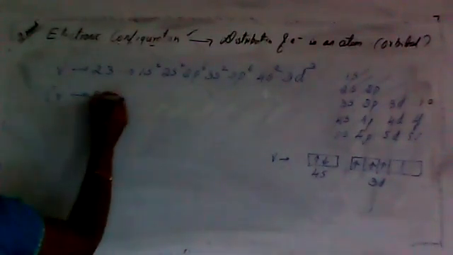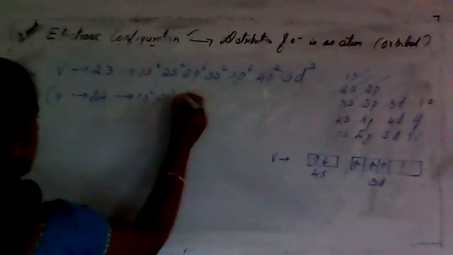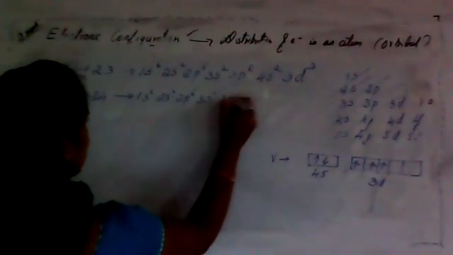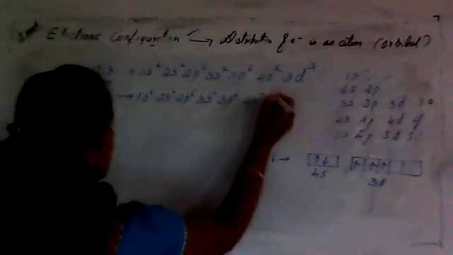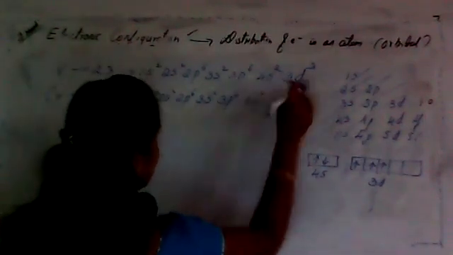Clear? Now write the electronic configuration for chromium with atomic number 24. 1s2, 2s2, 2p6, 3s2, 3p6, 4s2. Yeah, there is one transition, isn't it? If we write it commonly, it is 3d4, isn't it?